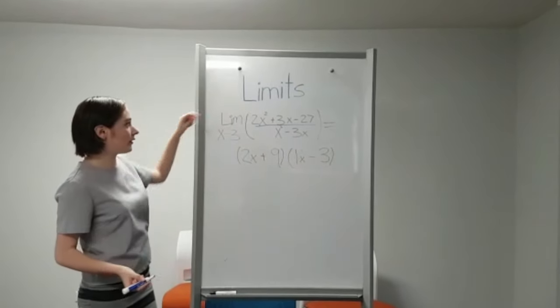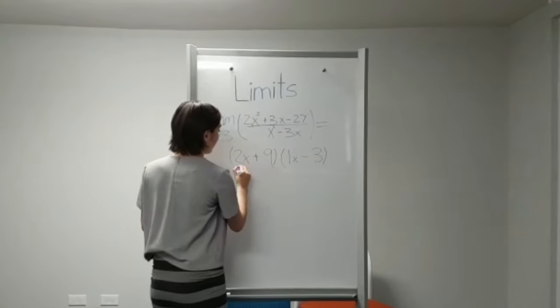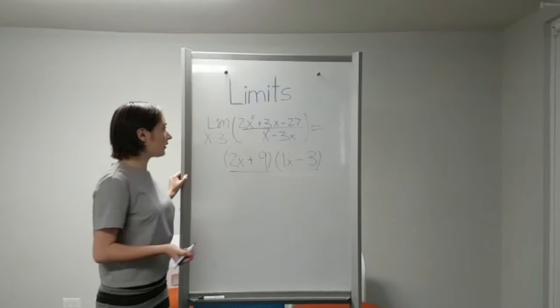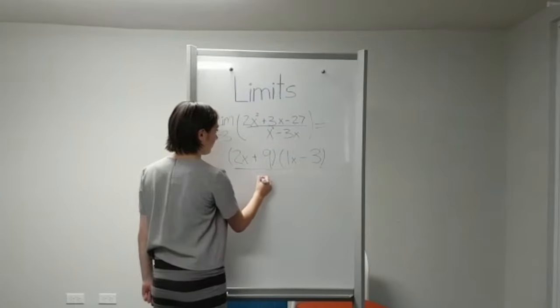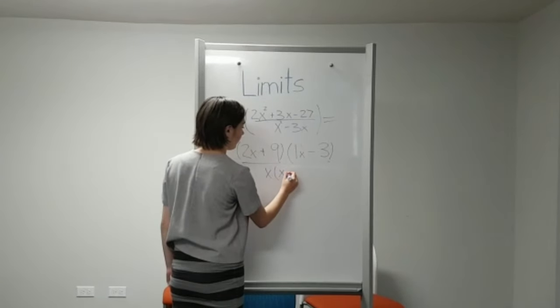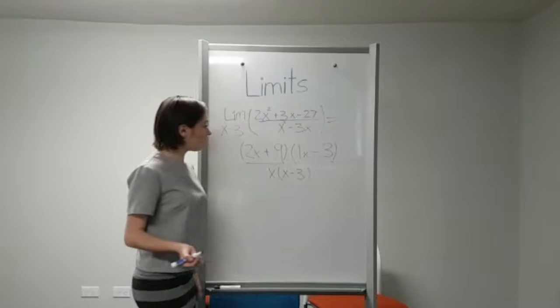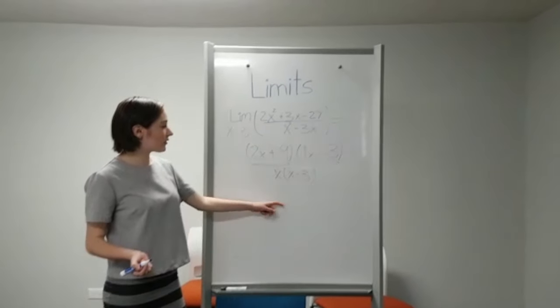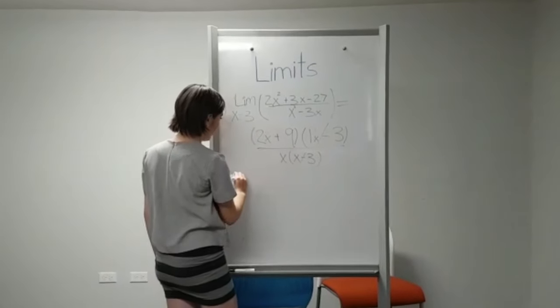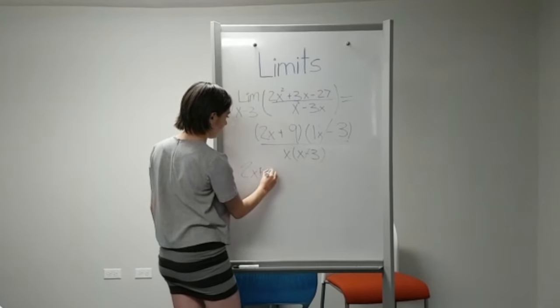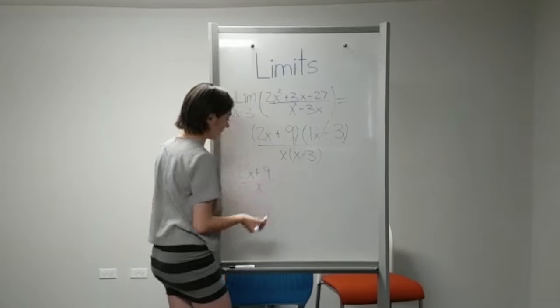So that's the numerator factorized, and then the denominator, it's easy because the only thing you have to do is take out the x. So just take it out and you'll have something like this, and after that you just have to cancel this part and this part, which leaves you with 2x plus 9 over x.